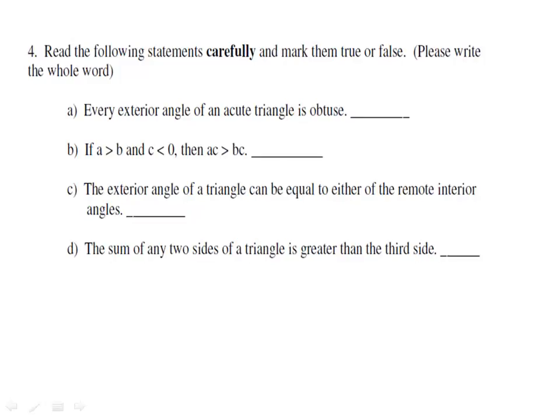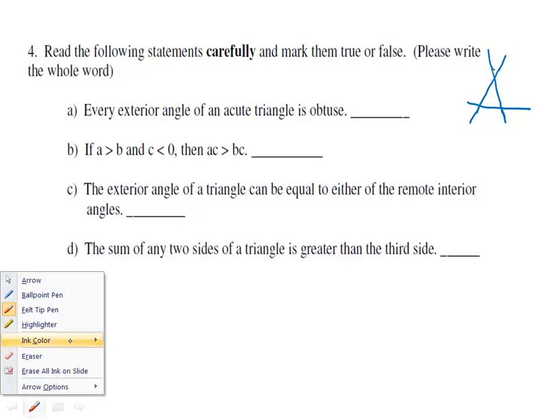The true and false. Everybody loves the true and false. Well, here's what I do a lot of times on true and false. Every exterior angle of an acute triangle is obtuse. Well, we can draw an acute triangle and extend the sides a little bit so you can see the exterior angles. Where are the exterior angles?